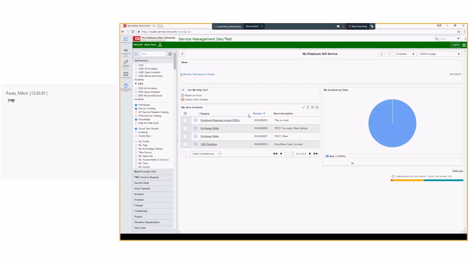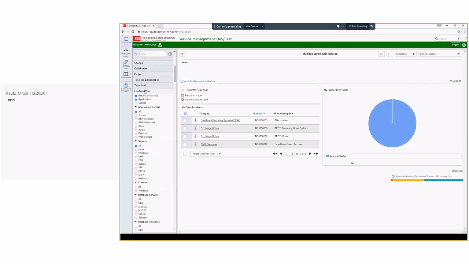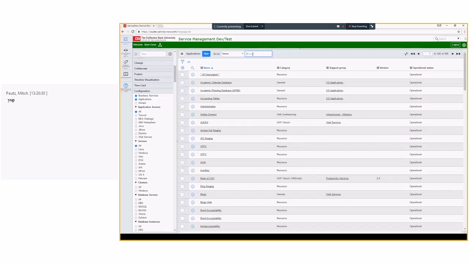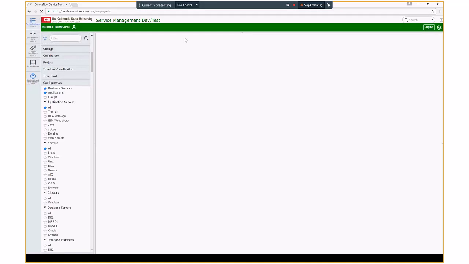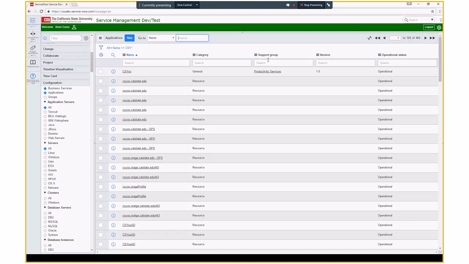So let's say I'm at the help desk, and I get a call that people are saying, hey, half my people are not getting into CSU. Some people are, but some people aren't. I can go down to the configuration. I can choose applications. And I can go up in the search and say, well, let me look at CSU, and right on the second CSU, the support group is productivity services within there.